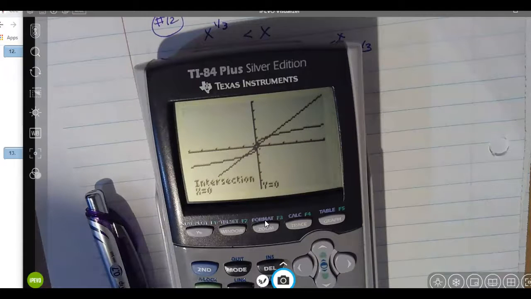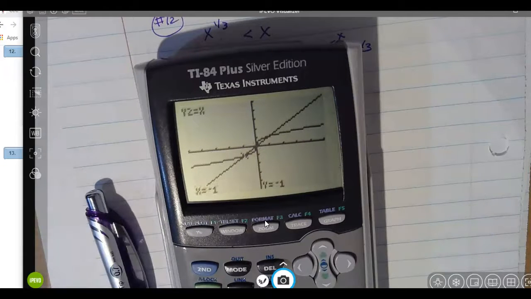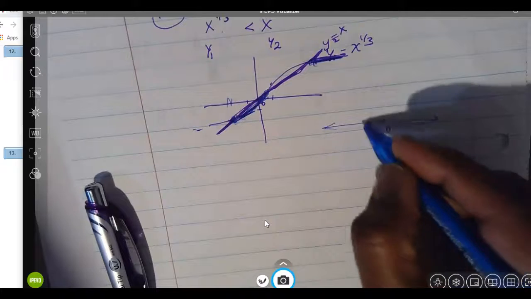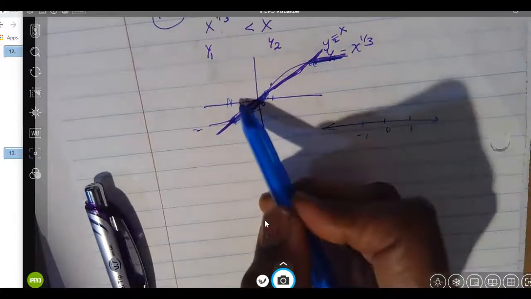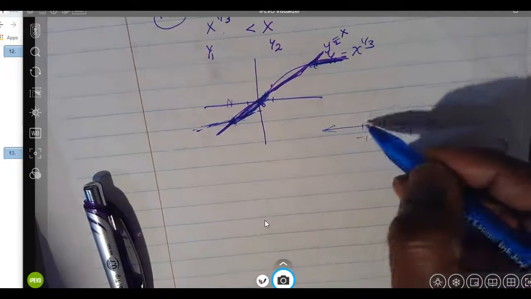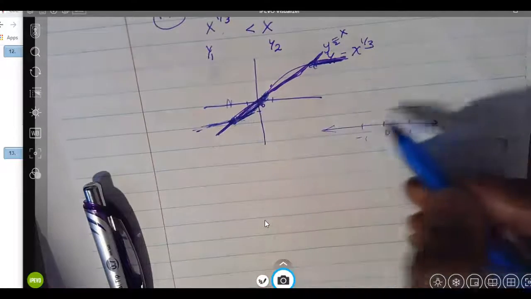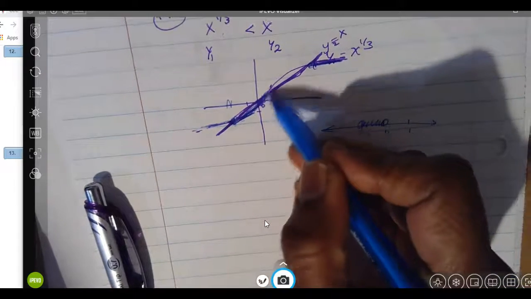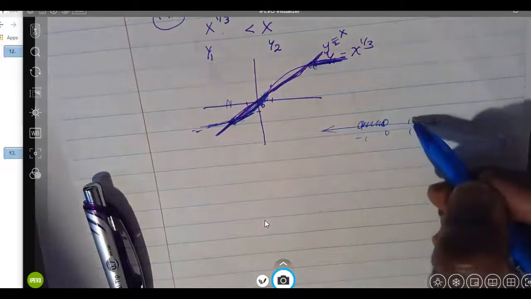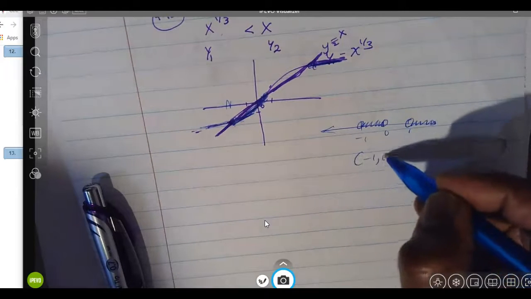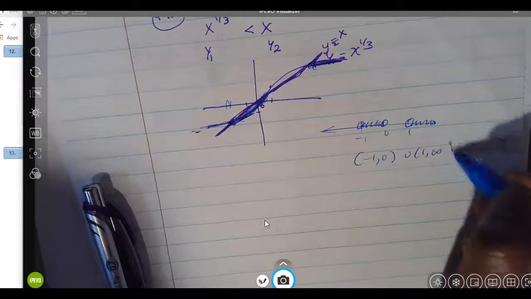So they intersect at 0, and you can repeat this process, but you'll see that they intersect at -1 and also at 1. So on the number line, if this is 0, -1, and 1, to the left of -1, x to the 1/3 is above, so not this region, but from -1 to 0, it's below, and we need open circles. And then from 0 to 1, it's above the line, but from 1 onwards, it's below. So it's the interval from -1 to 0, union 1 to infinity.